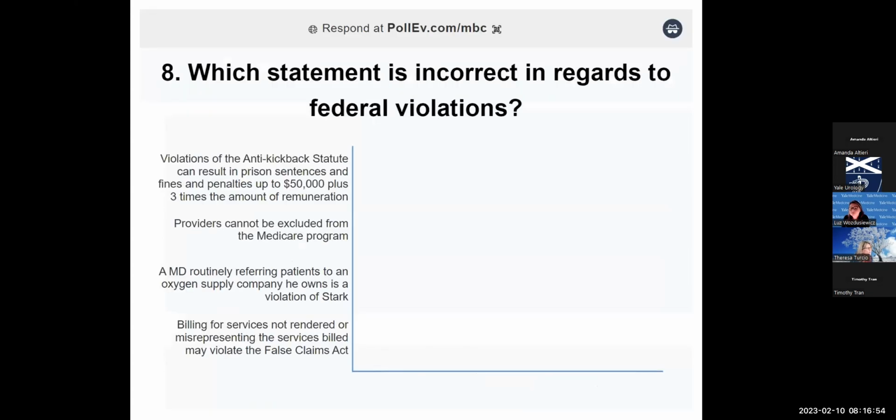Can modifier 25 be used with a new patient? Yes, modifier 25 can be used inpatient, outpatient, new patient, consults, any E&M service. Modifier 25 is telling the payer, I provided an E&M service and a procedure on the same day, and that evaluation and management service is over and above what I would routinely do for that procedure, and it's significant, so pay me for both.